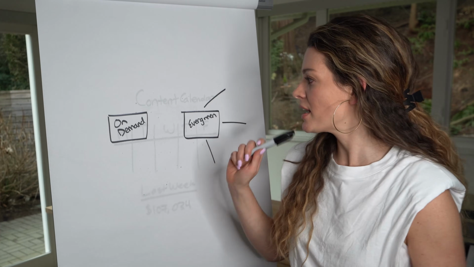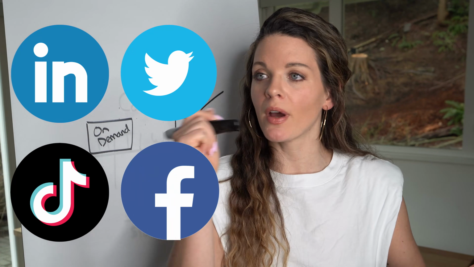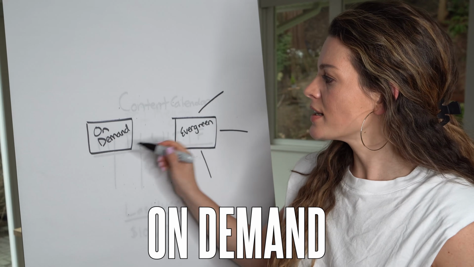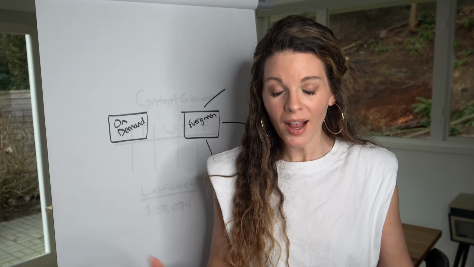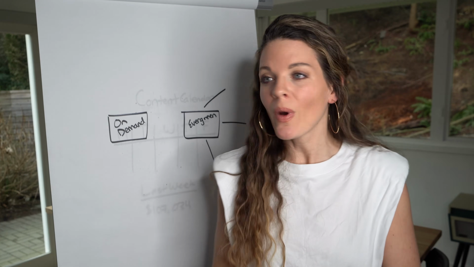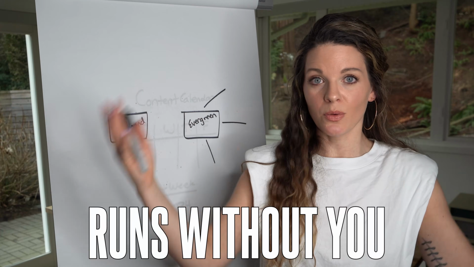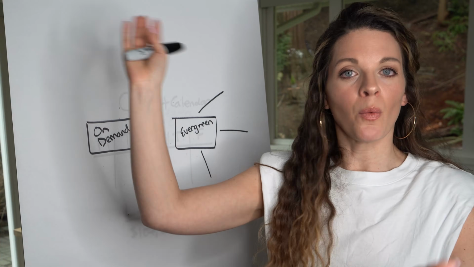You have your on-demand and you have your evergreen. So your on-demand are things like LinkedIn, Twitter, TikTok, Facebook, Instagram. Why? Because on-demand has a short shelf life. I like to think about it as an actual car because you have to turn the ignition in order for it to run. Whereas evergreen content runs without you. You don't need to do anything. It just is self-driving, does the work without you doing anything.